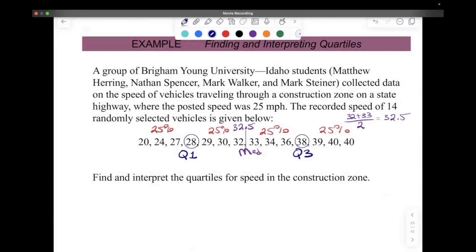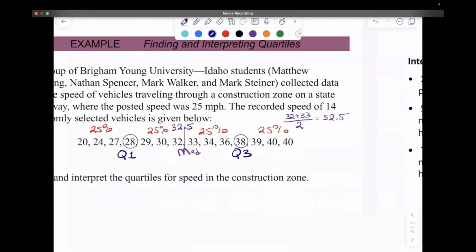I'm a little confused. So 32.5 is just for the median. It's not actually included in the top 7. No, it is not part of it. It's not a data value. It's just the middle of our data set. Okay, that makes sense. All right. I'm going to move on to the next one.